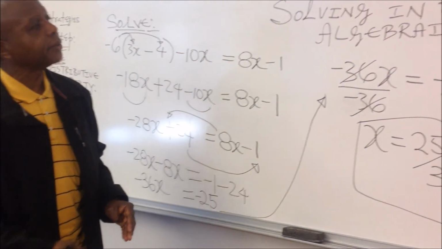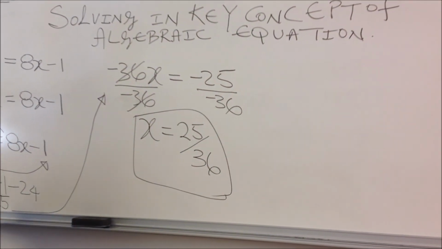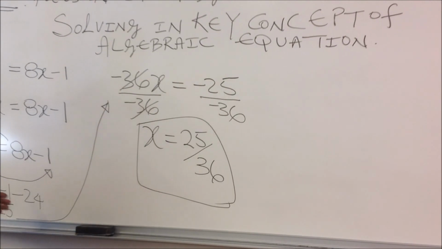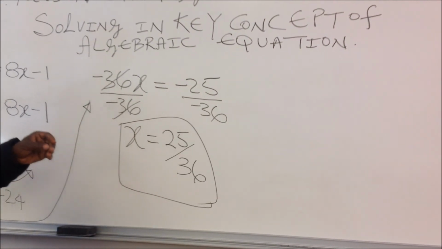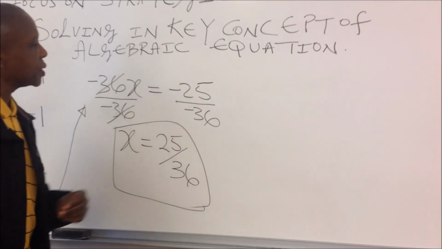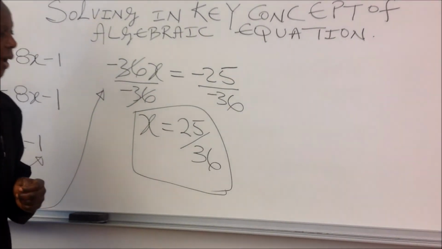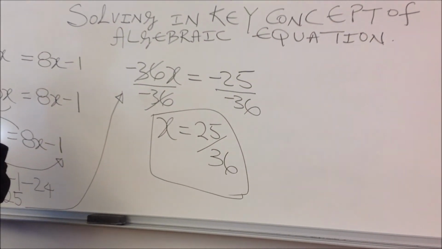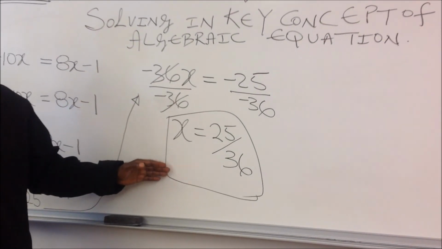Okay? And finally, we're able to come here and divide the negative 36x by negative 36, and we did the same thing on the right side. Divided negative 25 by negative 36, so that we can isolate x and get x by itself. So this is the final what? Solution.